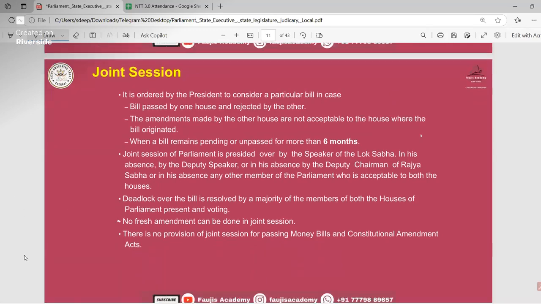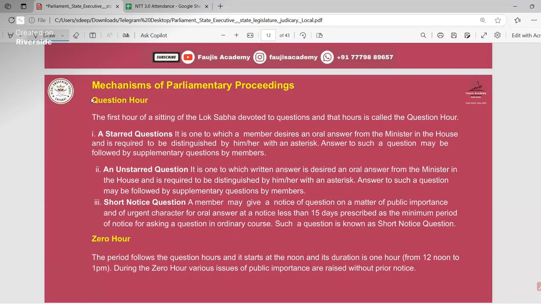Okay. Any doubts? No, sir. So next is the mechanisms of the parliamentary proceedings. What are the things which happen during the parliamentary proceedings is what I am going to see. There are various instruments in the parliament, like you see beneath, the question hour, zero hour. These are the mechanisms in the parliament, like the set of rules which carry on the parliamentary proceedings.